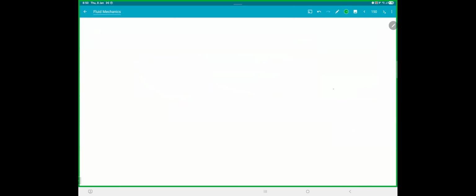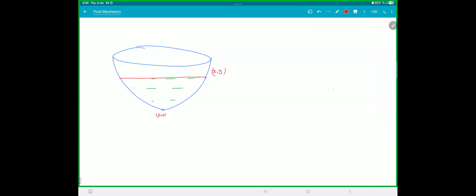So what is the catch in this? Let the liquid be up to some point here. Let's take this bottommost point as origin (0, 0), and let this point be (x, y). In a small time dt, let some liquid leak out. Then what will happen? The height will decrease by dy.